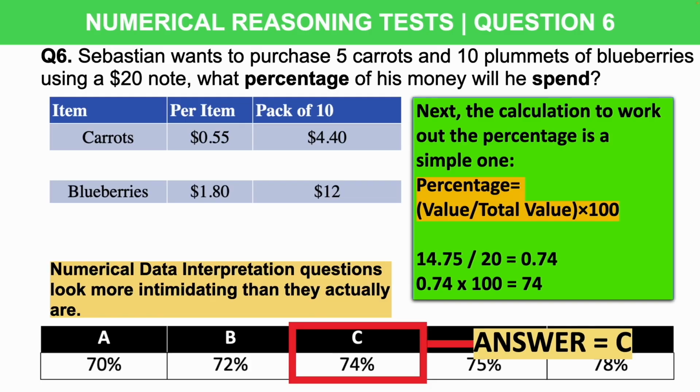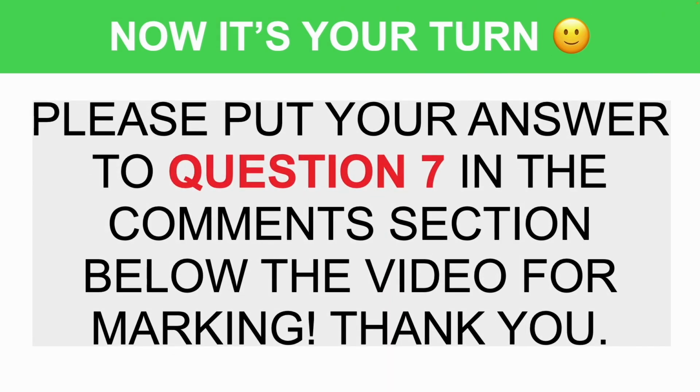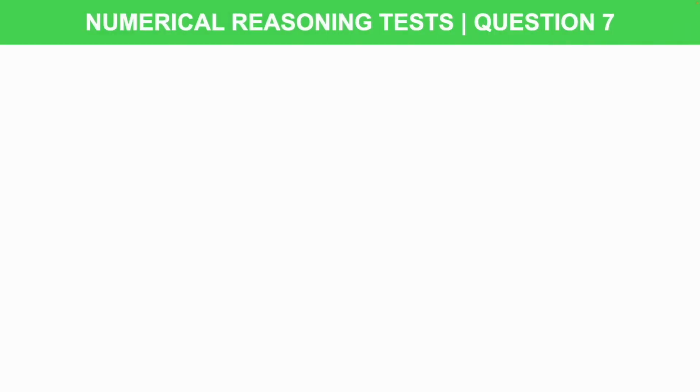So again, if you need to rewind that and go through that again, please do so. Take your time, go at your own pace. And then when you're ready, we're going to try a question without any help from me. So please put your answer to question 7 in the comment section below the video for marking. And after we go through some of these more challenging questions in this numerical section, we're then going to move on to situational judgment tests and also verbal reasoning tests to help you really prepare for your Capital 1 assessment tests.